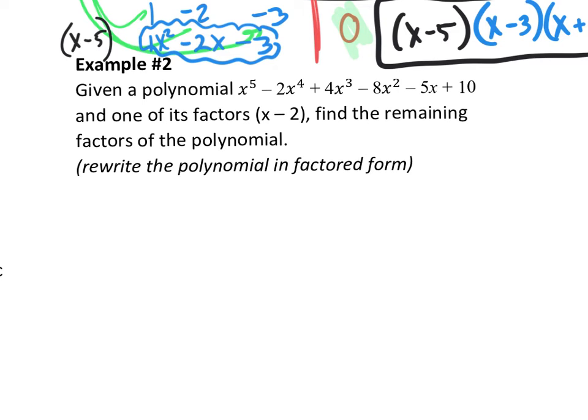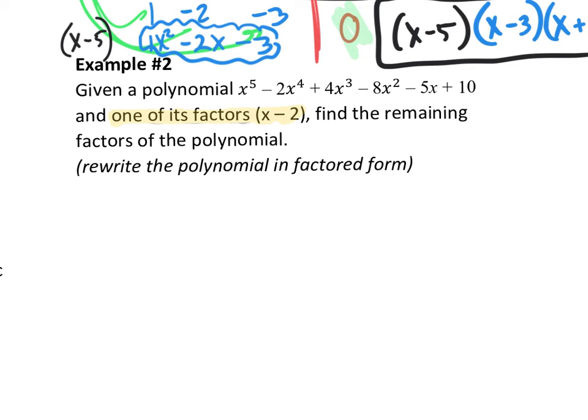This is where it gets fun. Given a polynomial, this is a 5th degree, huge, disgusting, nasty polynomial, and they're giving you this truth that one of its factors is x minus 2. One of its factors is x minus 2. Okay? It says find the remaining factors. Dang.